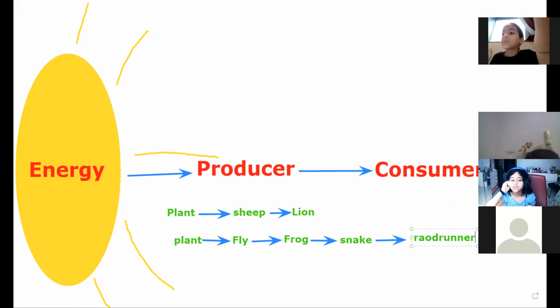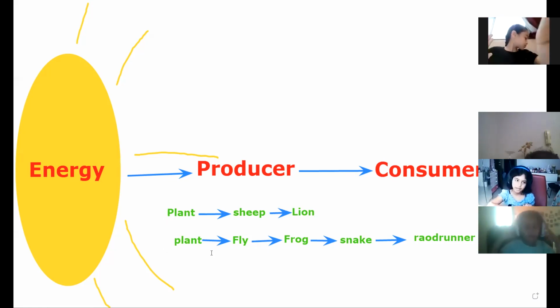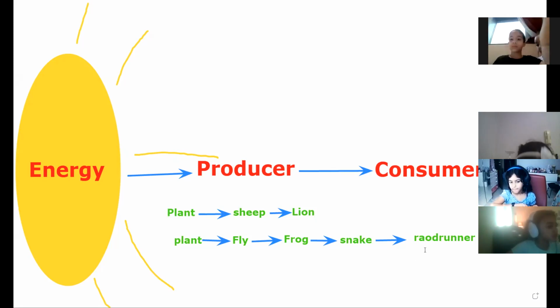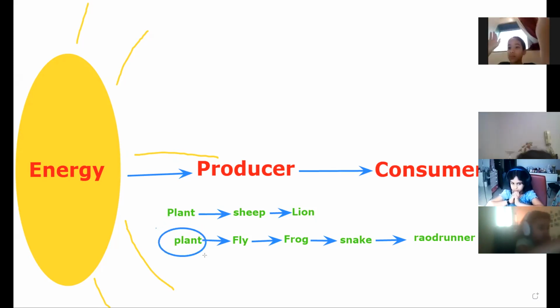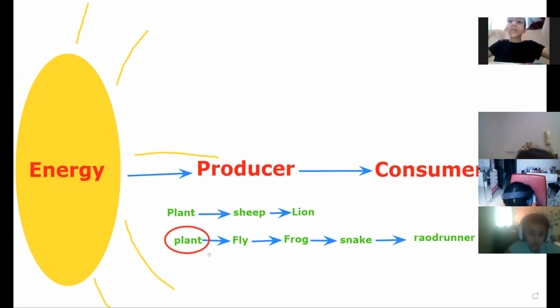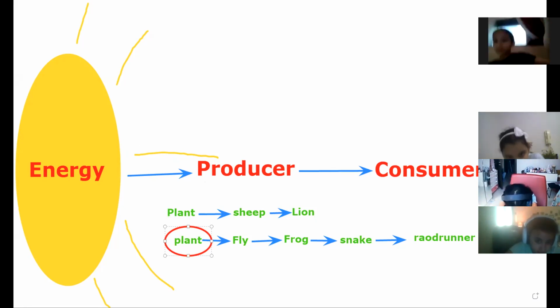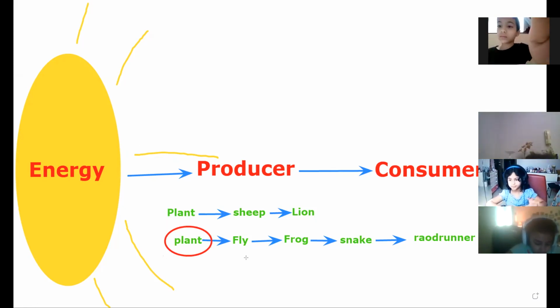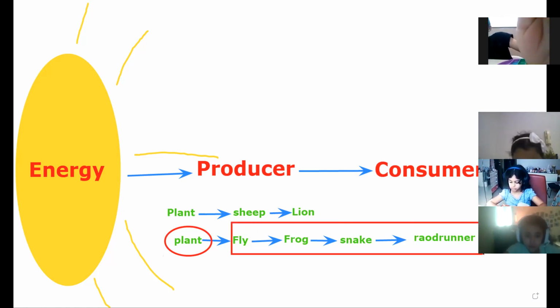Bravo. I want to tell you something. This is a 5 stage food chain. So a food chain always starts with a producer. Over here, I'm going to circle the producer. It always starts with a producer, and then all the rest are consumers. All what comes after the producer is consumers.